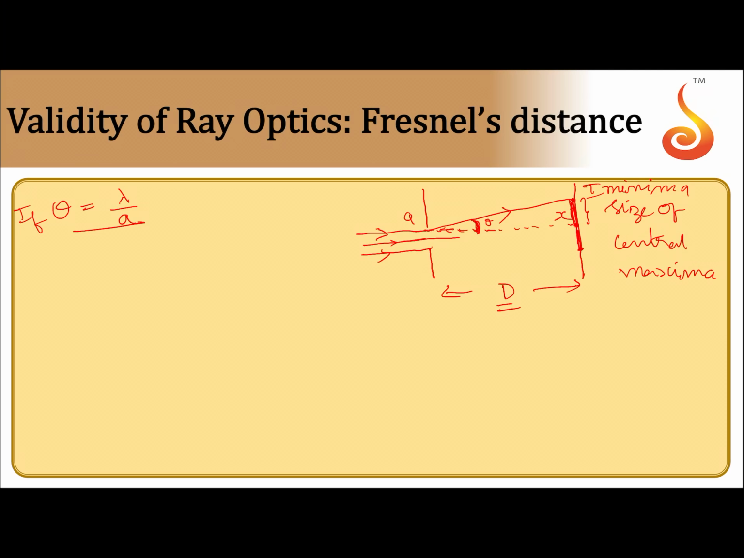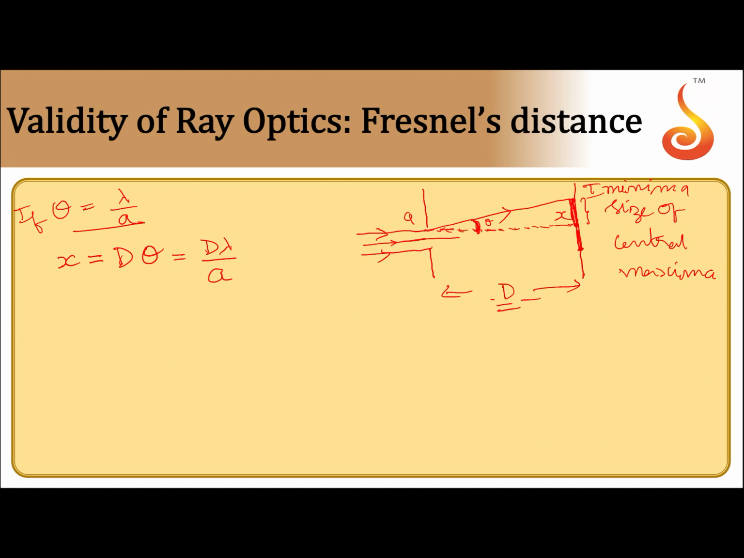Before diffraction it was traveling like this. Due to diffraction there is spreading of the beam. By what distance does it spread? Let it be equal to x. Using the formula s equals r theta, you can write d into theta will give you x. So x is equal to d theta, where d is this one and theta is lambda by a. So you can write it as x equals d lambda by a, where a is the width of the slit.